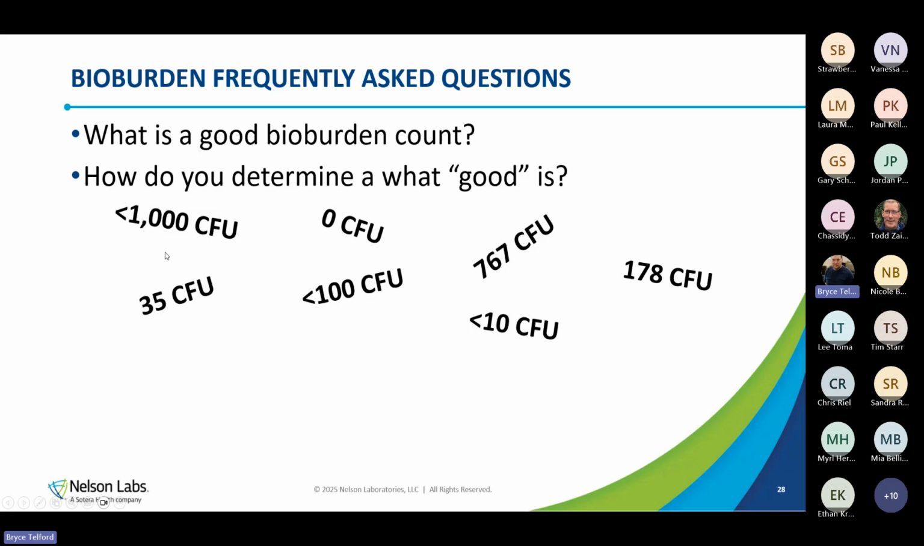So this would be an example of if I have that very high factor of some possible results. I could have bioburden that is fairly low, such as 35 CFU, less than 10 CFU. So what is good really depends on your product and your sterilization. Now, I did throw one in there that you really shouldn't see on a regular basis, and then I put it front and center. So 0 CFU really shouldn't happen.